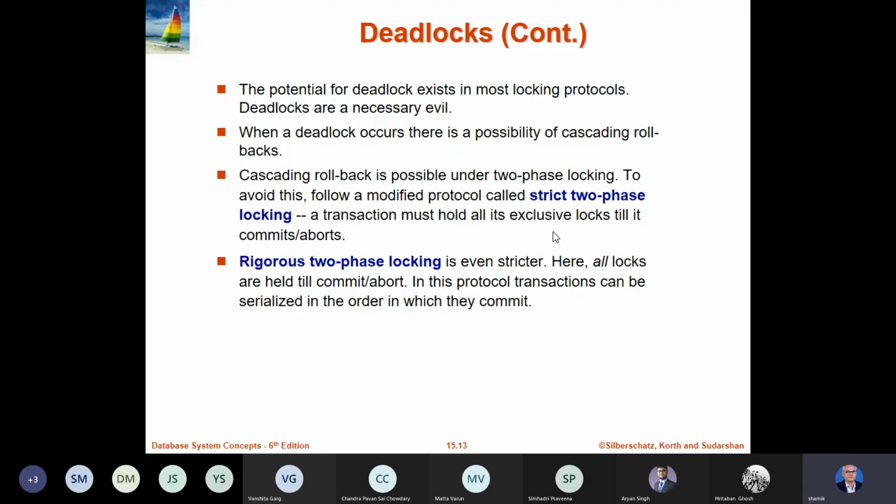And if it is cascadeless, it will also be recoverable, as we explained. There is another one, which is strong or rigorous two-phase locking, in which all locks are held till commit or abort. The middle one, S2PL, holds only the exclusive locks till commit or abort, and here all locks are held till commit or abort. In that case, the advantage is that the serializable order will be the order in which they have committed. So that is what is meant by S2PL and R2PL.